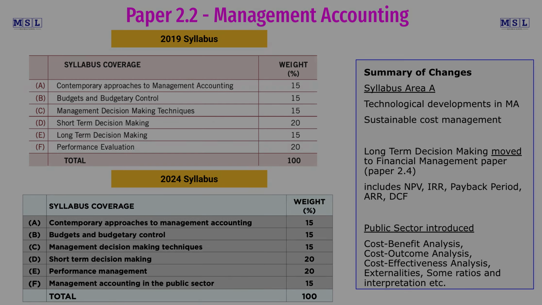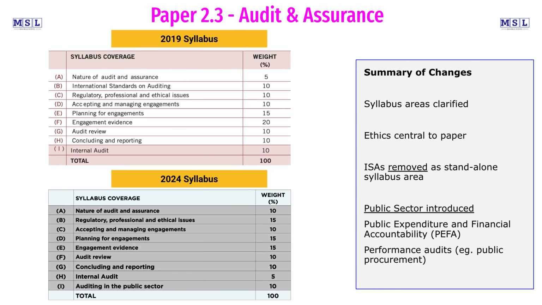Paper 2.3 is audit and assurance, right? Really not much is changing here apart from the fact that the syllabus areas have been clarified, right? So things are clearer. Ethics is central to the paper now. The international standards on auditing, or what we call the ISAs, have been removed as a standalone syllabus area. So we used to have what? Understanding the ISAs for just 10 marks, right? That was a lot. It's no longer a standalone area.